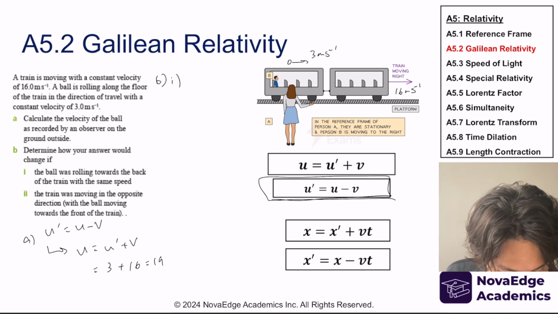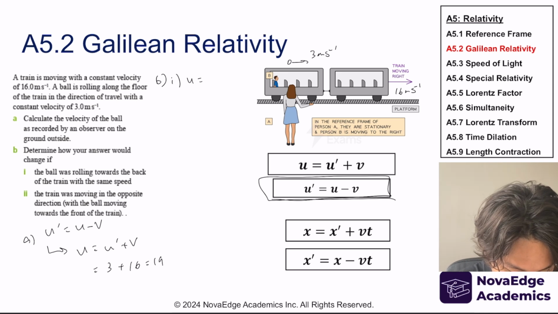Determine how your answer would change if the ball was rolling towards the back. Okay, so u again is now minus 3 plus 16, because the ball is now going towards the back. So it's 16 minus 3.